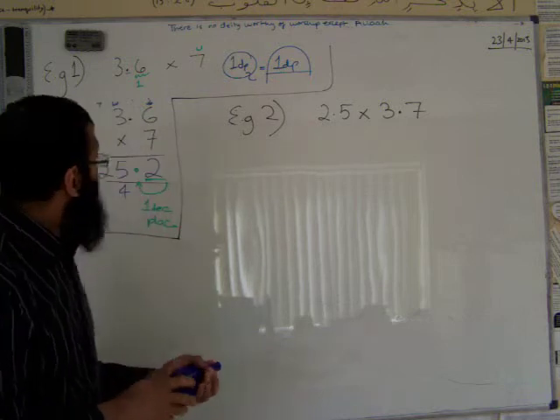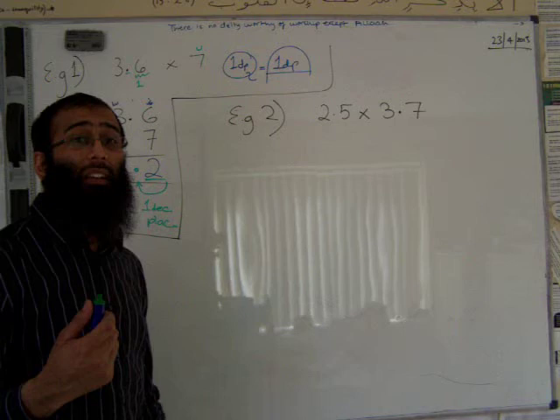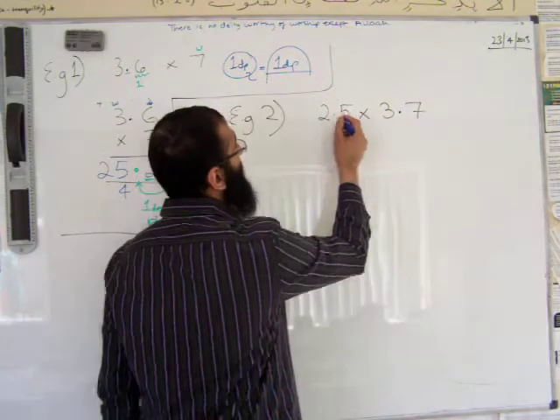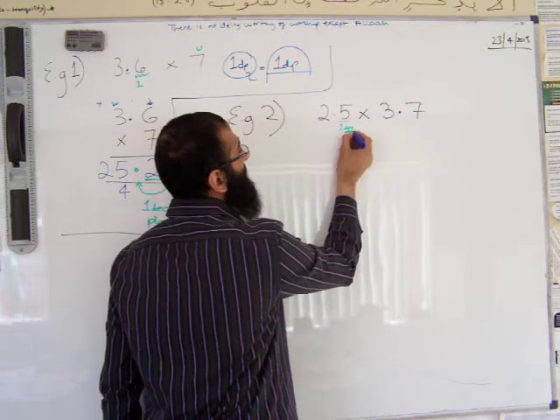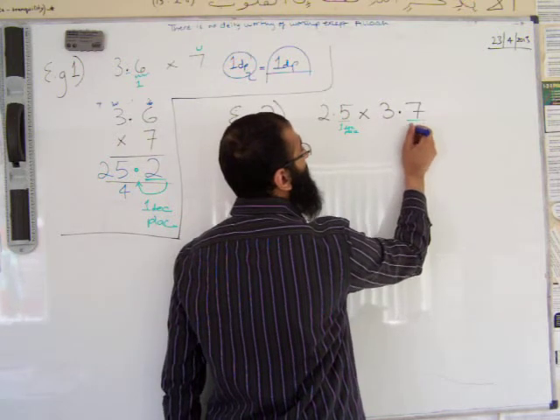So, okay, let's look at this first question. Method part 1 was count the number of decimal places in the question. So if you look over here, 2.5, there's the point. This is 1 decimal place. Okay, there's the next number. There's the decimal point. There's another. That's 1 decimal place.